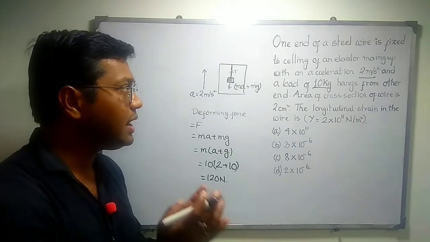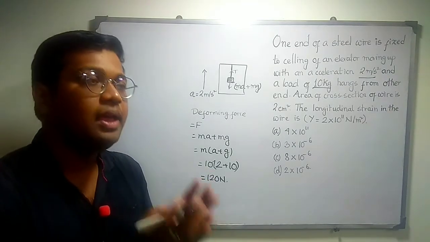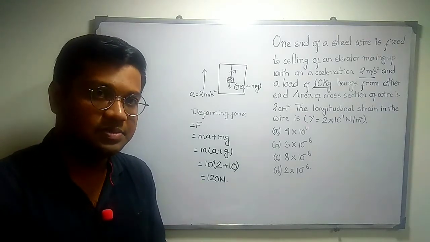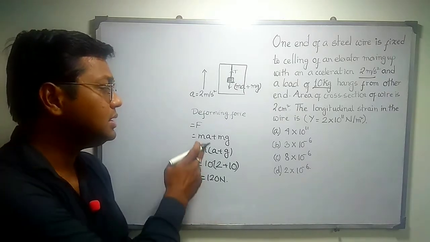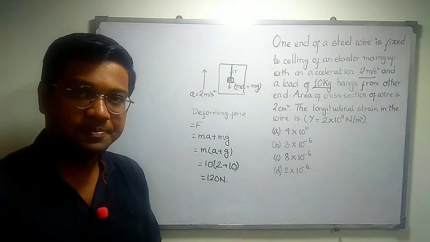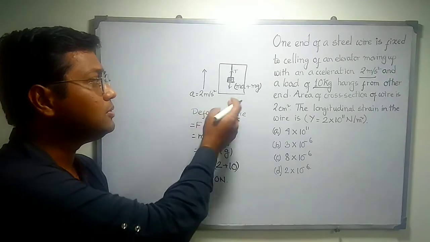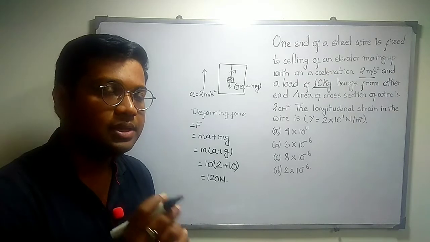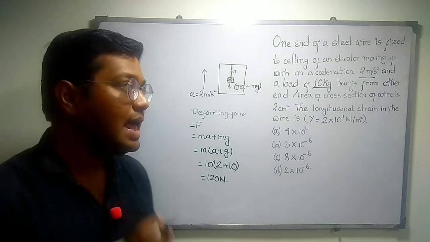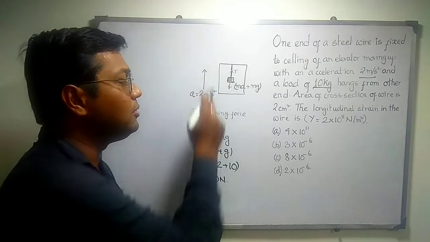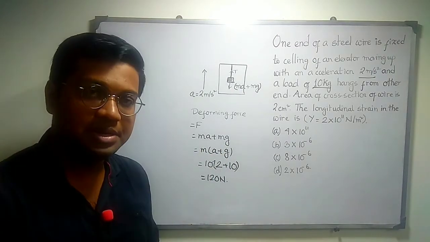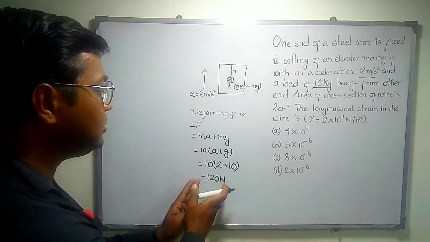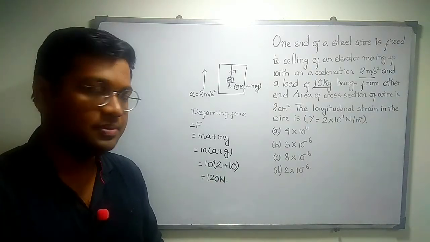But try to understand that if the elevator is not moving, if it is not in an accelerated reference frame but in an inertial reference frame, then this ma does not come into play. At that time, the force acting downward is only 100 Newton, only the gravitational force. Since this system is moving upwards, ma, the pseudo force, is added here, so it becomes 120 Newton.